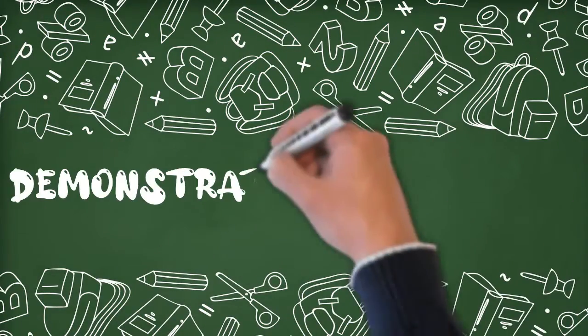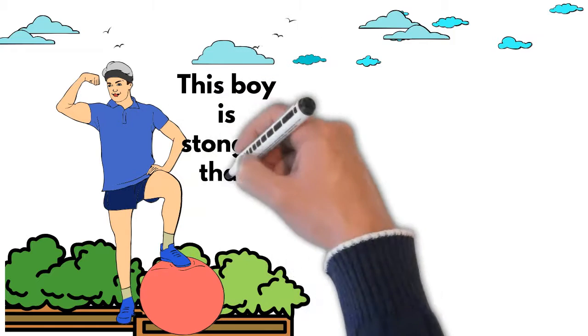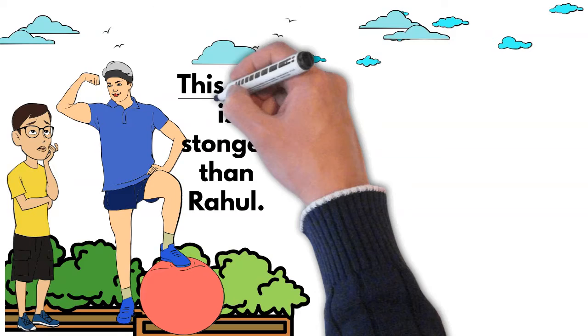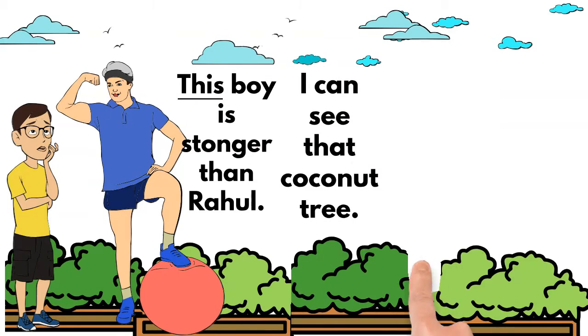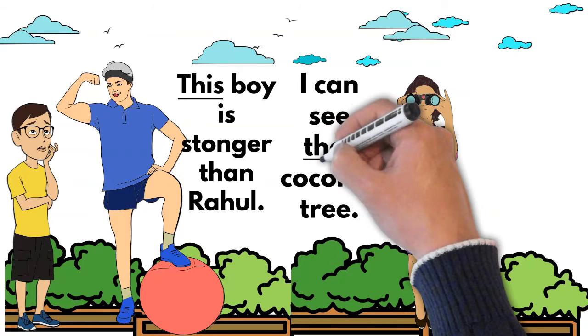Fourth type of adjective is demonstrative adjectives. Let's see these sentences or examples. This boy is stronger than Rahul. This tells us which boy. I can see that coconut tree. That tells us which coconut tree.